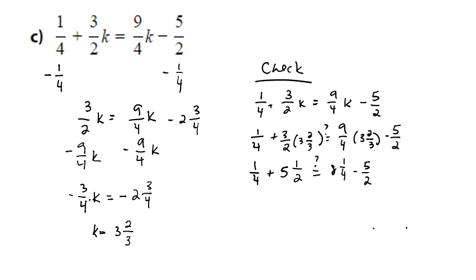Okay, so now I have 8 1/4 minus 5 halves. It's already on my calculator, so I'm just going to do it. That is going to give me 5 3/4. And I have to see, is that equal to 1/4 plus 5 1/2? I could see that it would be correct. So 5 3/4 is equal to 5 3/4, which means that my answer is correct.